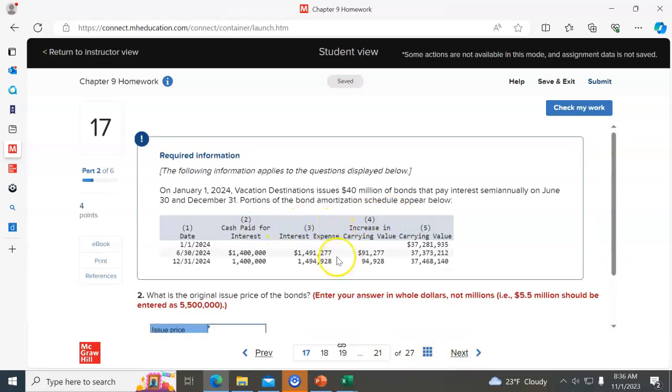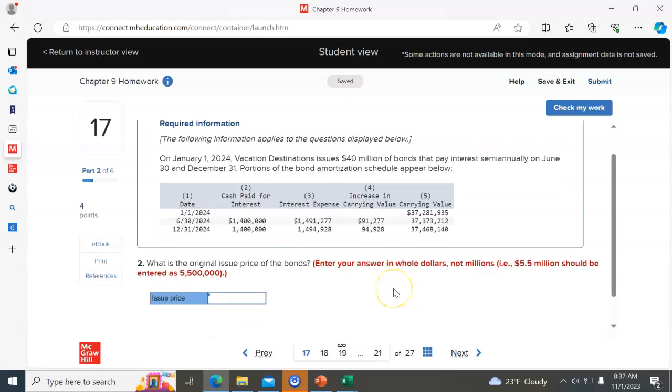What is the original issue price of the bonds? What do y'all think? The issue price is the same as the initial carrying value. Remember, 40 is the face amount of the bonds. The issue price was $37,281,935, right? Does that make sense?